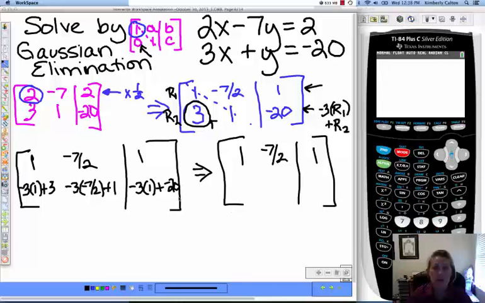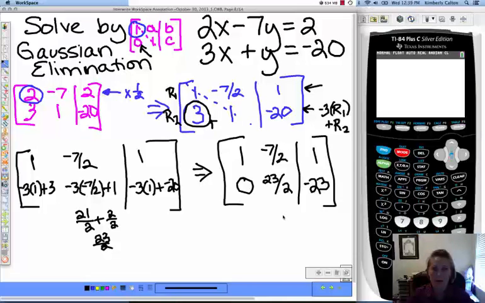So now let's simplify our bottom line. -3 times 1 is -3, plus 3 is 0. On this one, now we have 21 divided by 2 plus 2 over 2. So that is 23 divided by 2. So we have 23 divided by 2. And we also have -3 times 1 plus -20, which is -23. Now, we already had that one diagonal, but look, now we've messed it up. But that's okay, because we have the 1 and we have the 0.